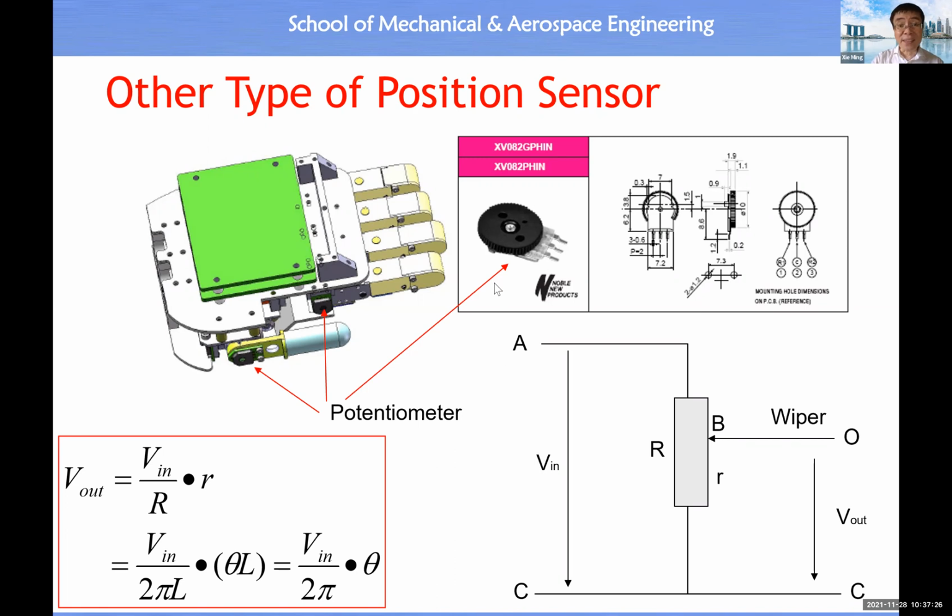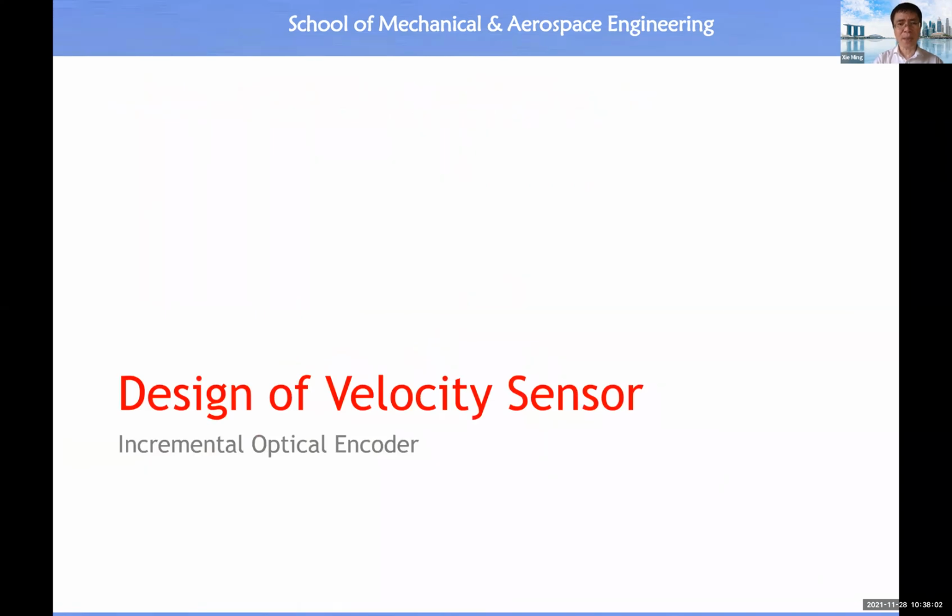In our project, this is the result from our project. We use a potentiometer to serve as a sensor inside the finger, because inside the finger of a robotic hand we have limited space. The actual size of a potentiometer is like the button of our clothes, so it's very, very small. Therefore, we can place such a small position sensor inside a robotic hand. So this is just the background knowledge for you to know about the design of a position sensor.